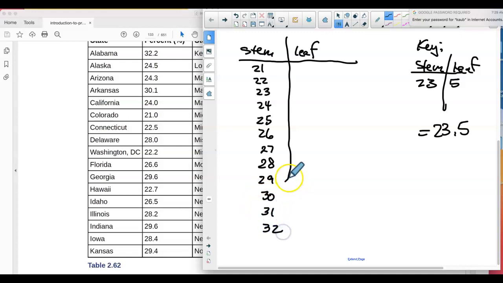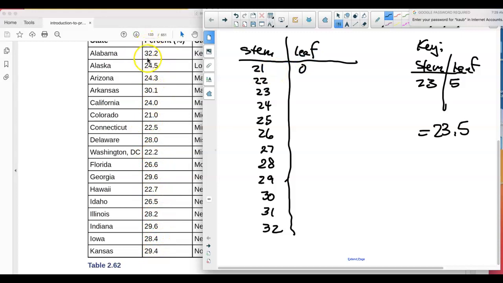We're only doing a partial stem and leaf here. We're only going to take this column out of the chart. If we looked at the whole chart and did all 50 states, then we'd have a larger leaf here. Okay, so let's go down and see if our first number is 21. There's 1, it has a 0. I don't see any other 21s.